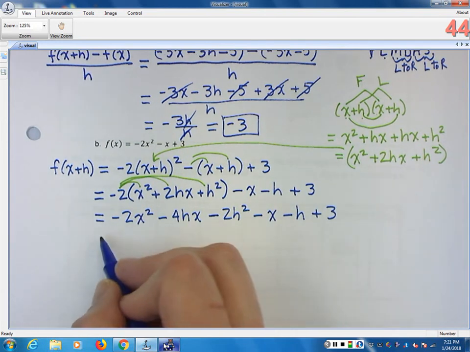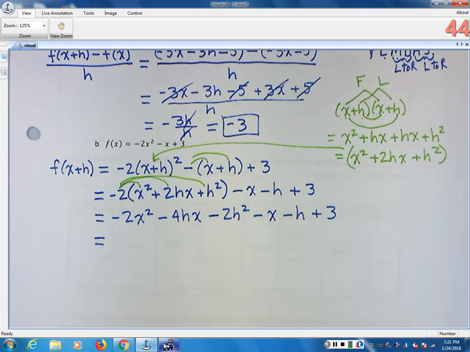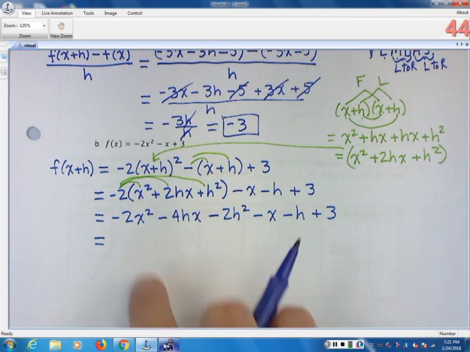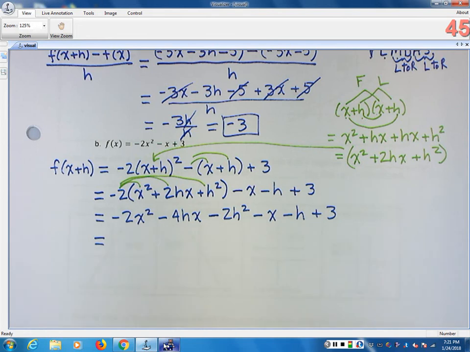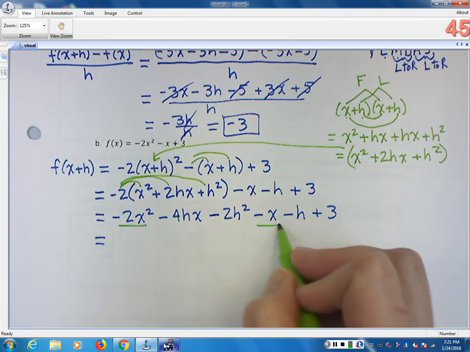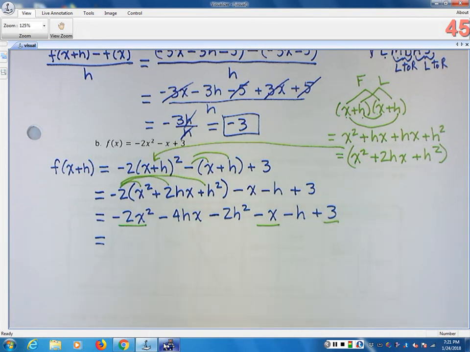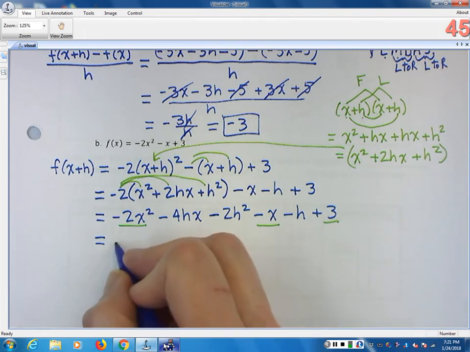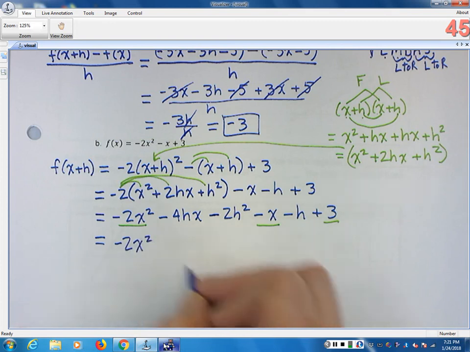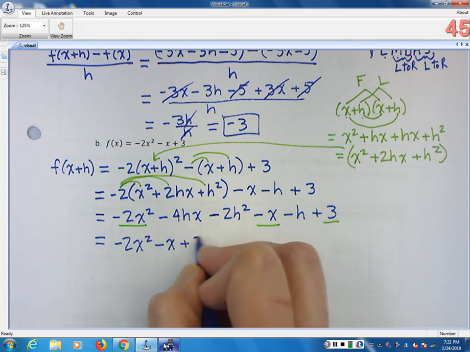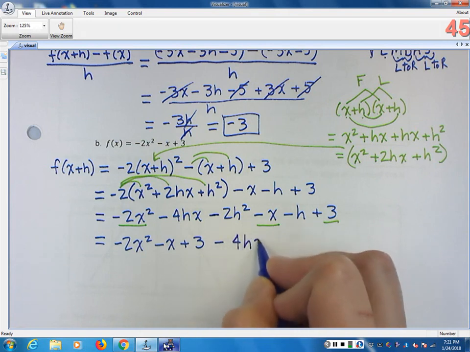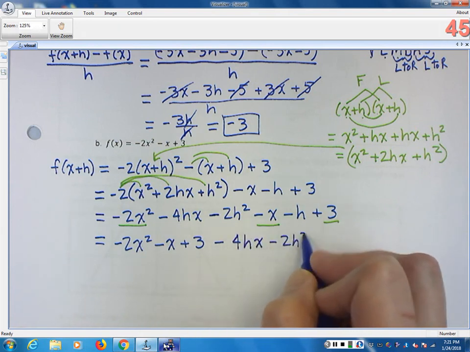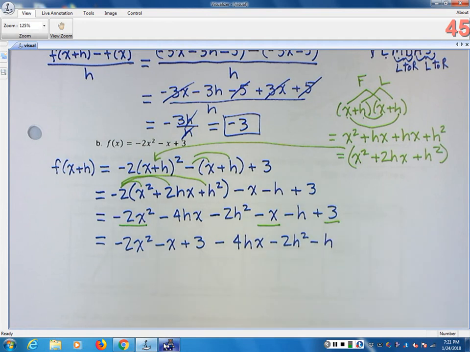Okay, now I'm going to show you a little trick. If we take all the terms that don't have h's in them and resort them, we're going to put them all together up front. This doesn't have an h, this doesn't have an h, and that doesn't have an h. We're going to move those terms up here. Minus 2x squared minus x plus 3. And then we'll just write the other terms down. It doesn't matter the order. There we go. We got all the terms written down.